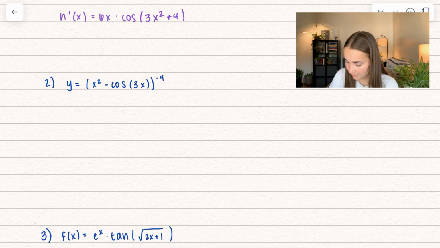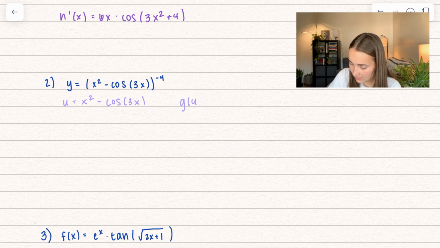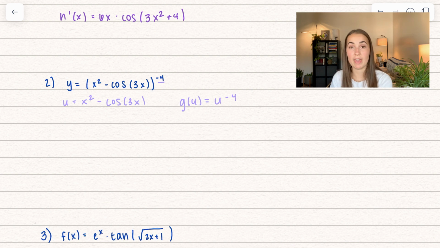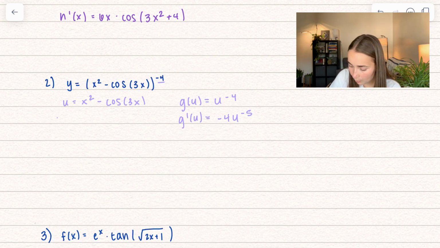So first, my u is going to be x squared minus cosine of 3x. And my g of u is going to be u to the power of negative 4. It's going to be this exponent on the outside. So I'm going to find my g prime of u first, actually, and I'm going to use power rule. So I bring down that negative 4, and I subtract 1 from the exponent, so I get to the power of negative 5. And now u prime, we actually need to use chain rule again.